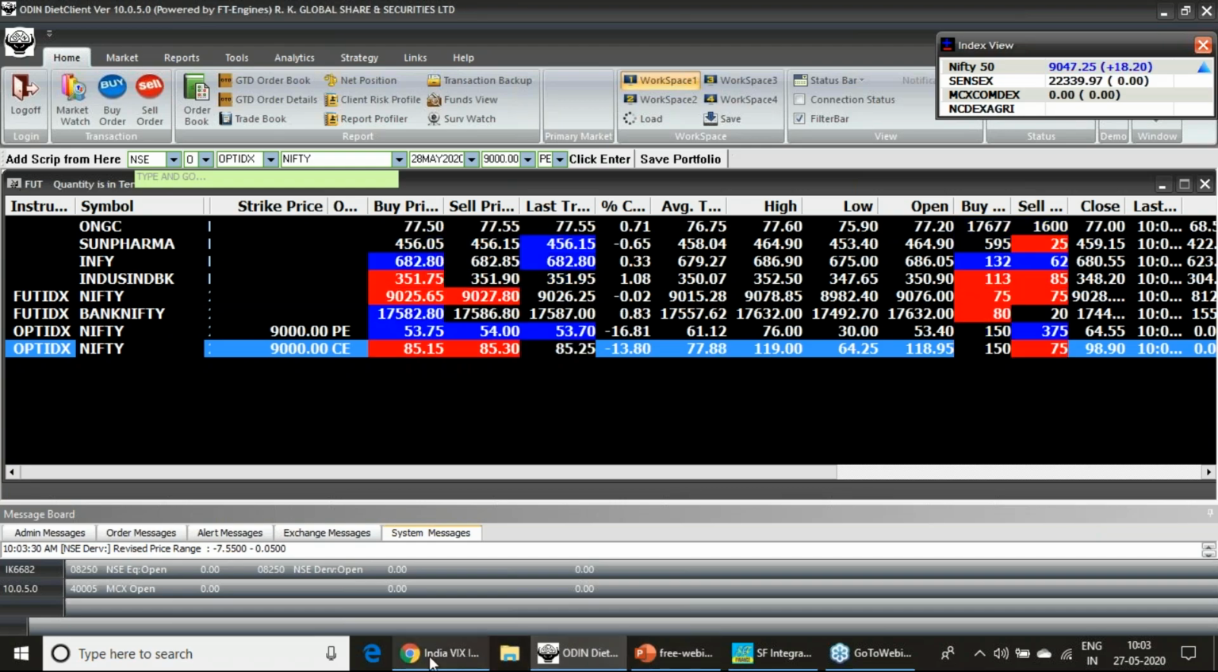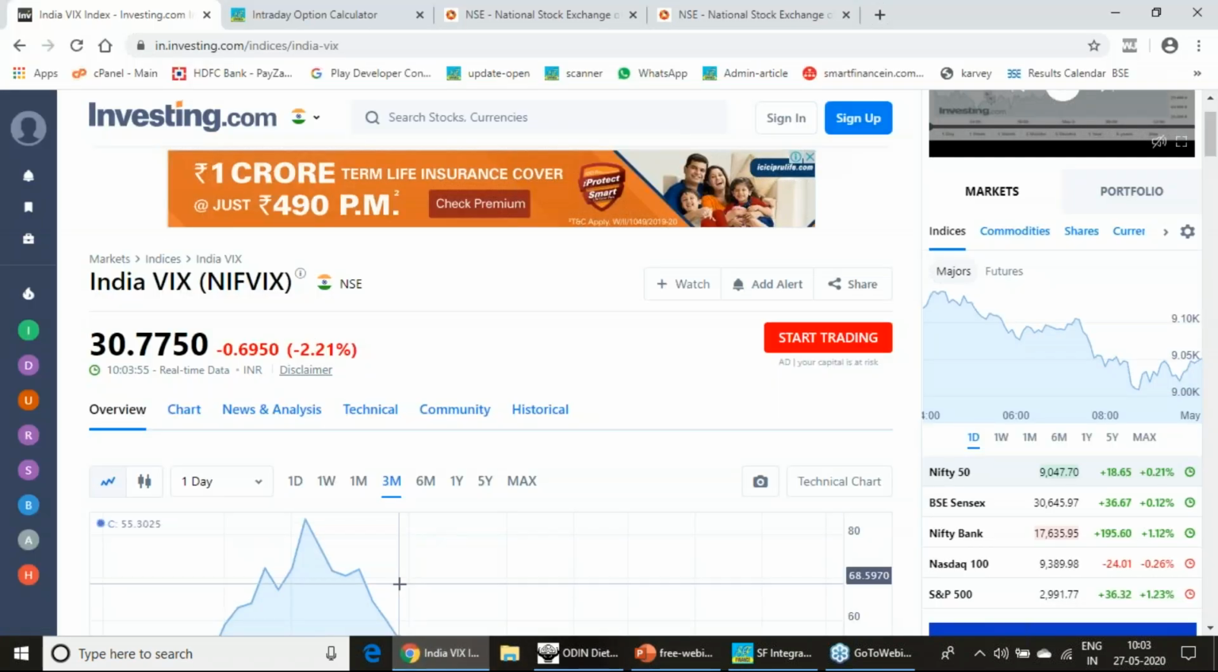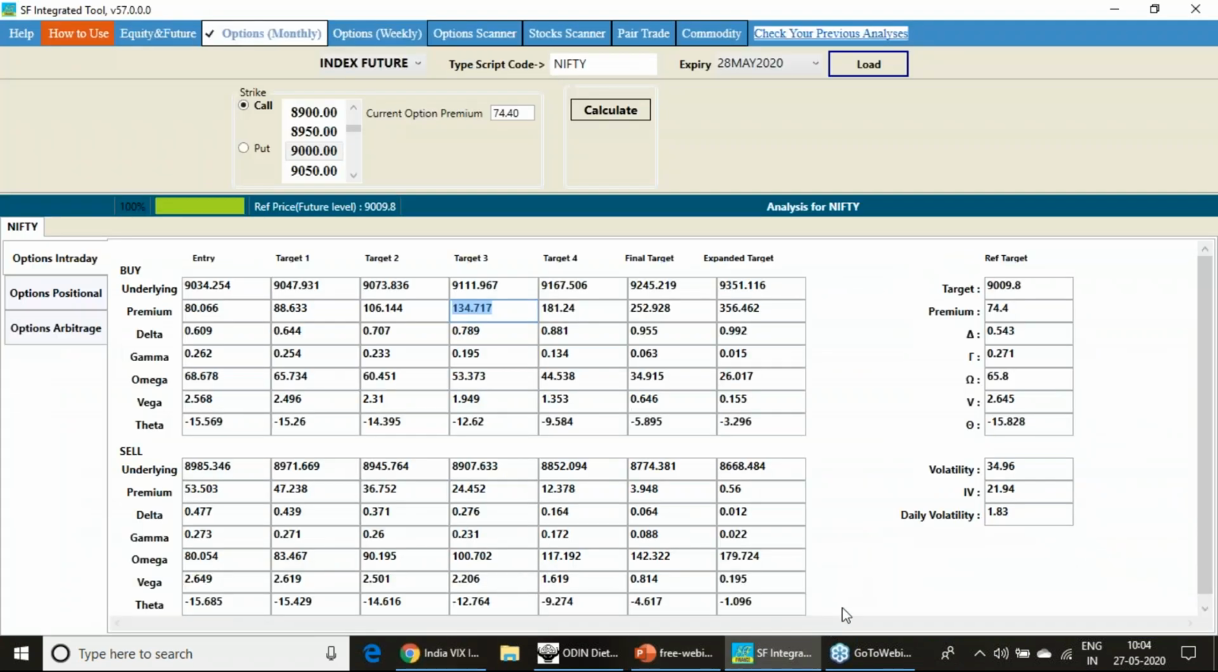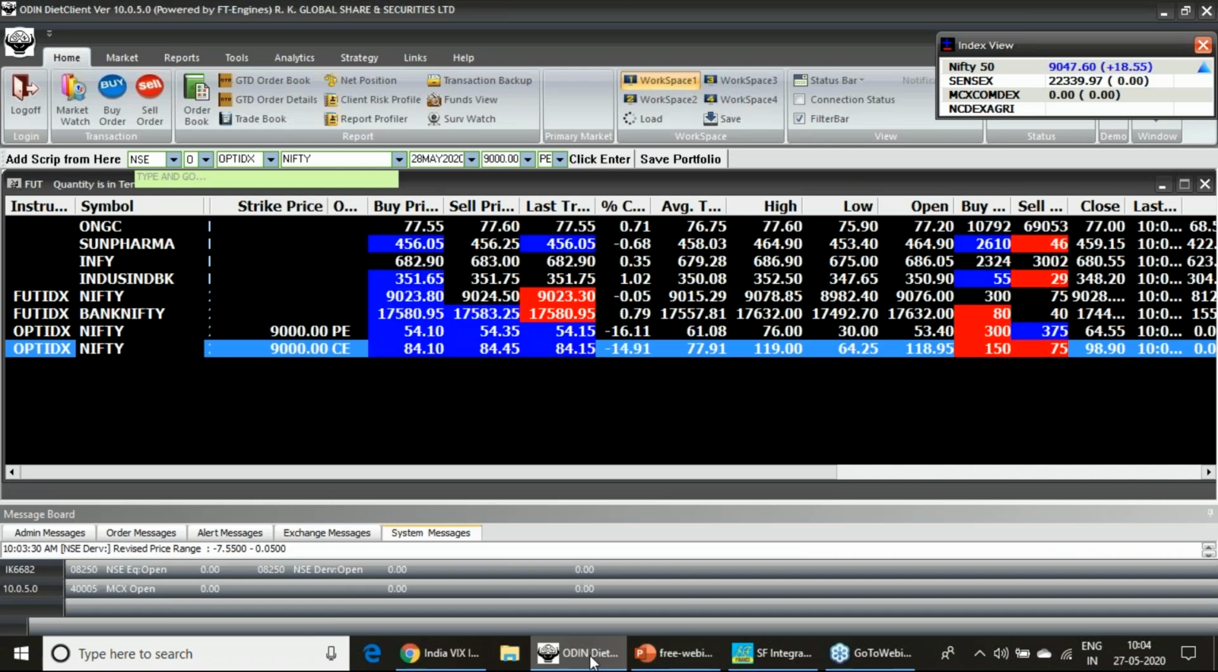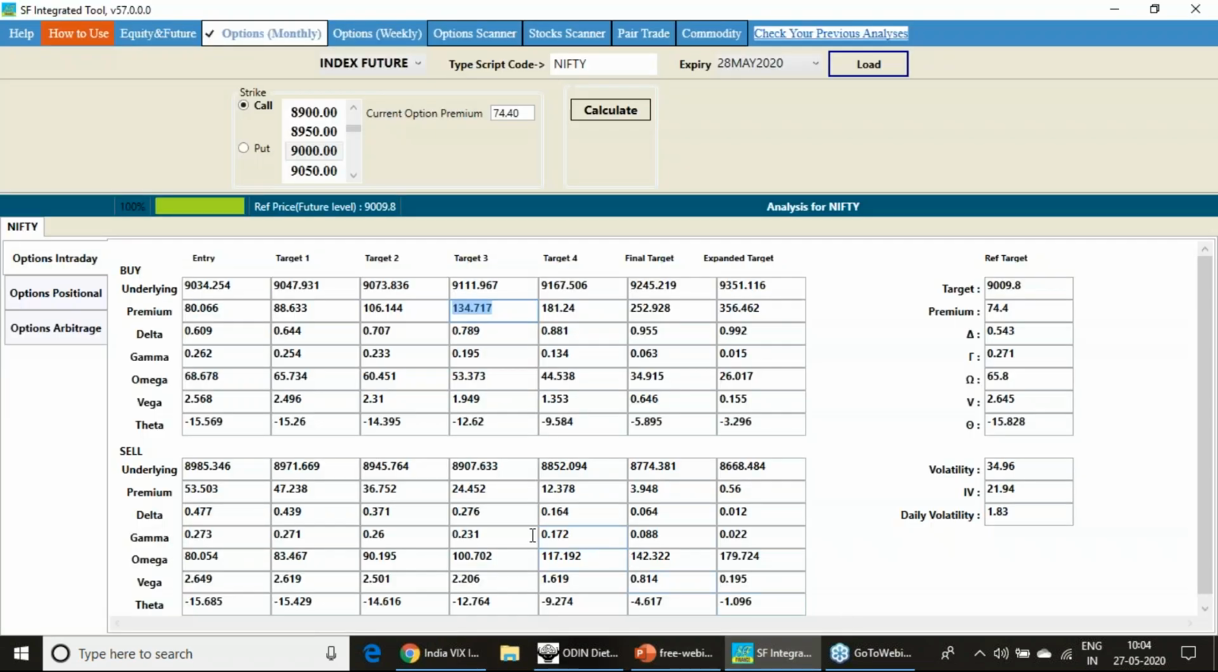VIX is falling. It's a great idea. VIX is falling and you can buy a call option. So the call option has come, 88 rupees 60 paisa is our first target. Second target we can expect here, 106, and third will be 134. So the first and second targets are great targets you can initiate.